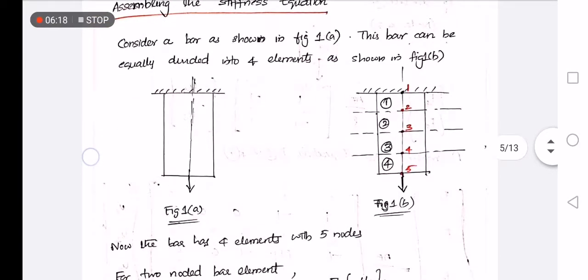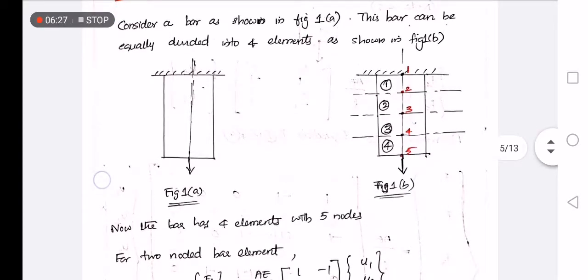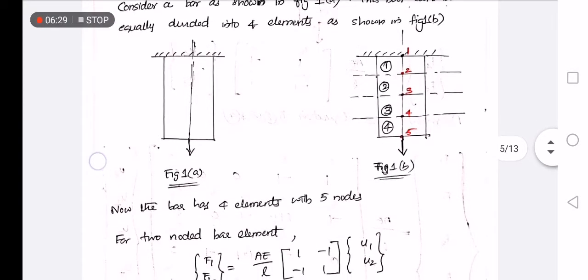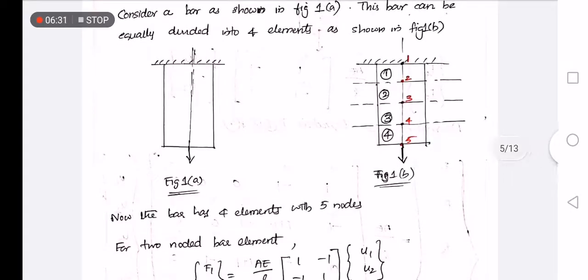Consider a bar, and this bar can be equally divided into four elements, so we will discretize it into four elements, and I have numbered 1, 2, 3, 4 for the four elements, and the nodes with the red marking 1, 2, 3, 4, 5.